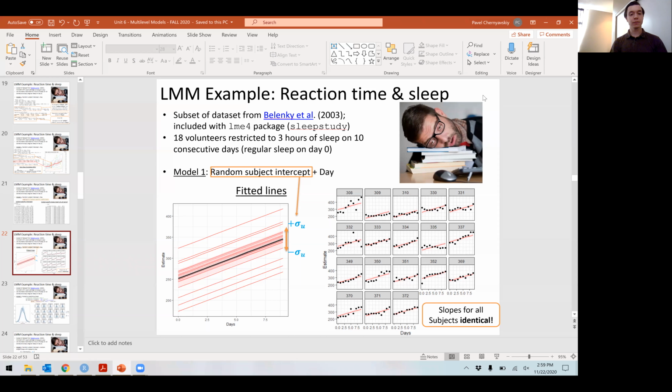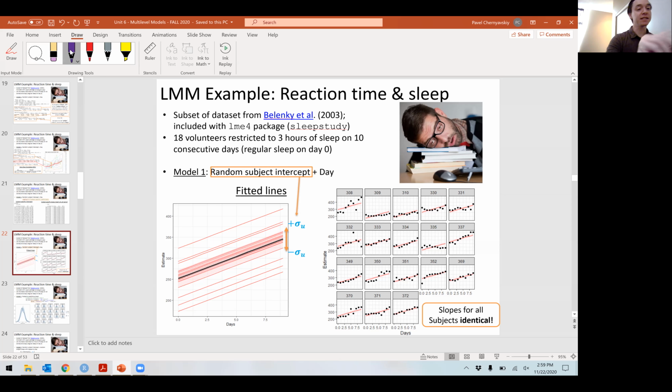So we've been dealing with a data set where 18 volunteers were asked to be sleepless. 18 volunteers went 10 consecutive days on 3 hours of sleep, but they were on regular sleep on day 0.